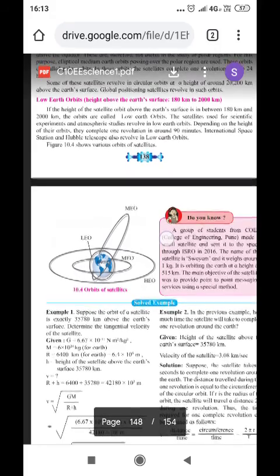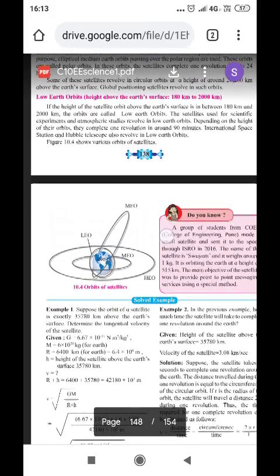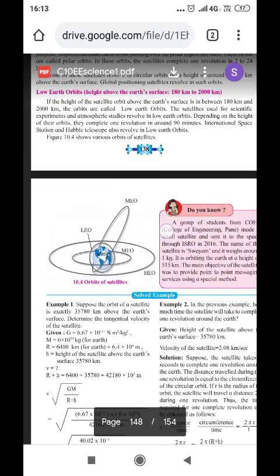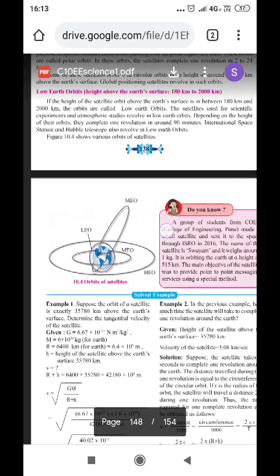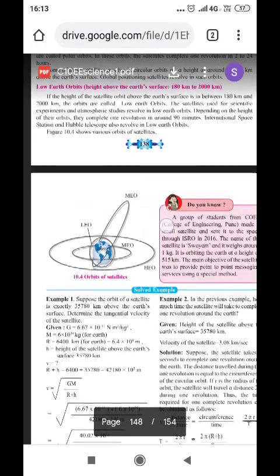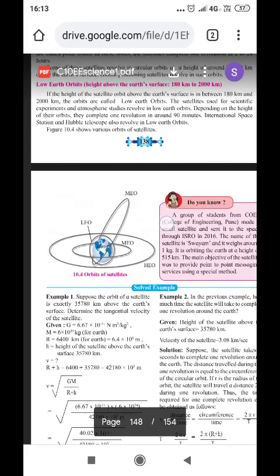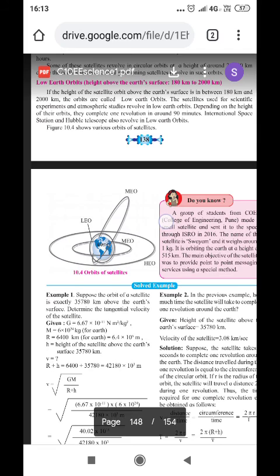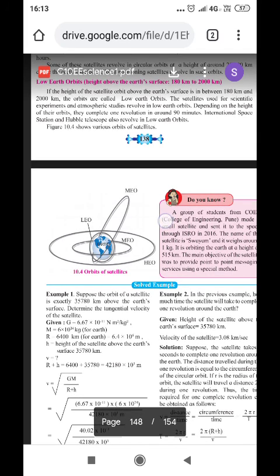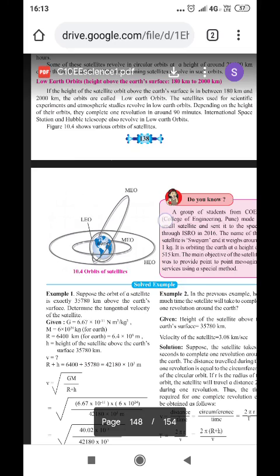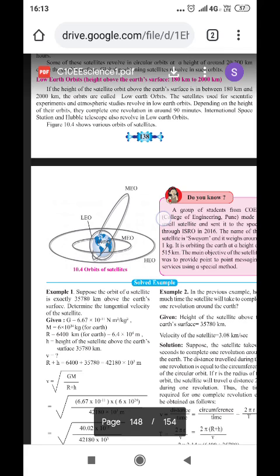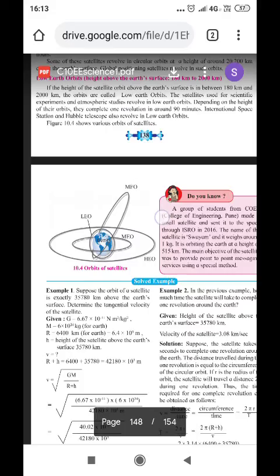Low Earth orbit, that is, height above the Earth's surface of 180 to 2000 km. If the height of the satellite orbit above the Earth's surface is between 180 and 2000 km, the orbits are called low Earth orbits. The satellites used for scientific experiments and atmospheric studies revolve in low Earth orbits. Depending on the height of the orbit, they complete one revolution in about 90 minutes. The International Space Station and the Hubble Telescope also revolve in low Earth orbits.